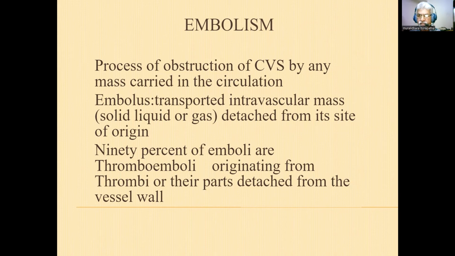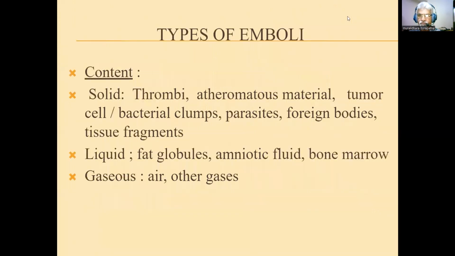90% of the emboli arise from thrombus, so they are called thromboemboli. They arise from the thrombi or their parts detached from the vessel wall. The classification of the emboli, depending upon the content: we have solid, liquid, and gaseous. Solid, the examples are from the thrombi, atheromatous material from a ruptured atheromatous plaque, tumor cells, bacterial clumps, parasites, foreign bodies, tissue fragments, as in case of an accident.